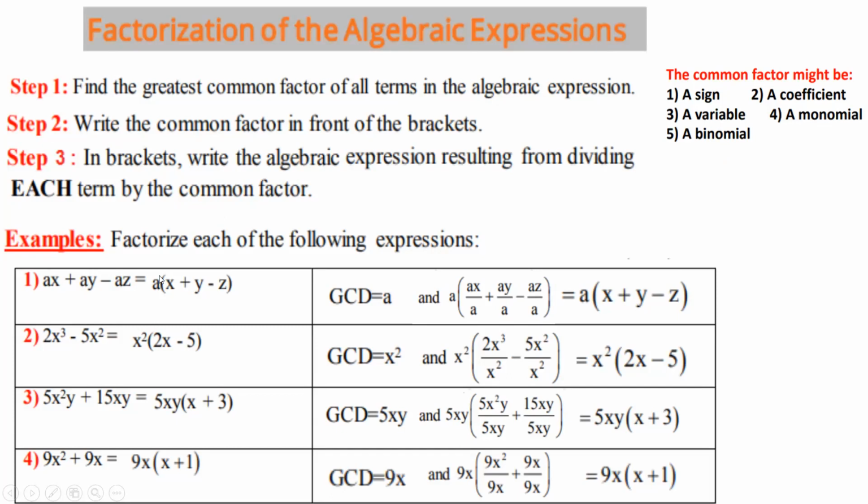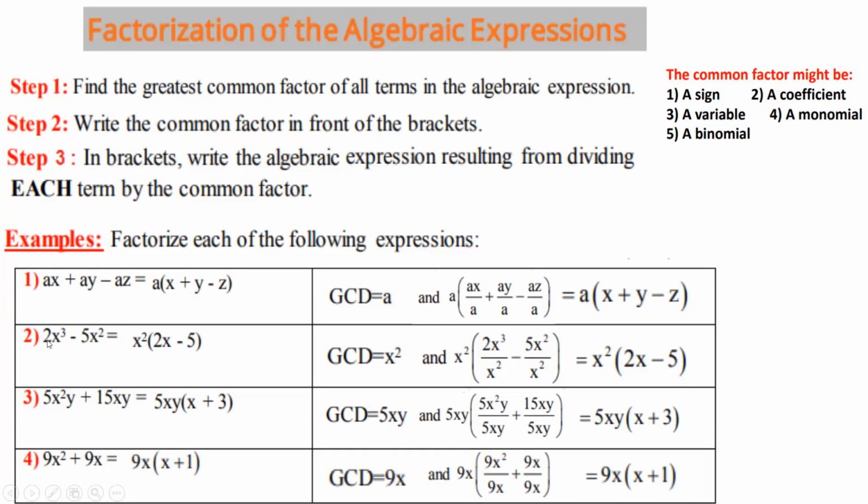After we find the common factor, we open parentheses. Now each term we divide by the common factor. So ax divided by a cancels a and we are left with x, plus ay divided by a cancels a, so we write y, minus az divided by a cancels a, so we write minus z and we close parentheses. As you can see in our answer, we have parentheses. So this is called a factorized form.